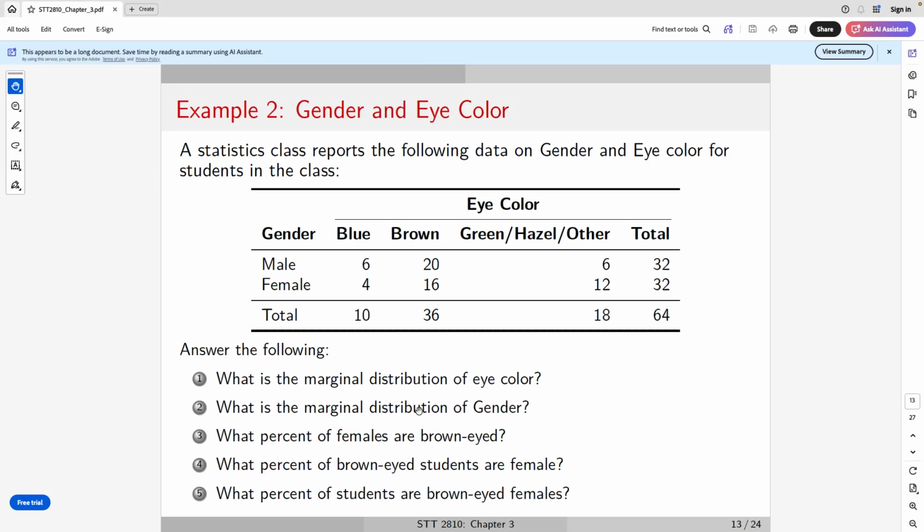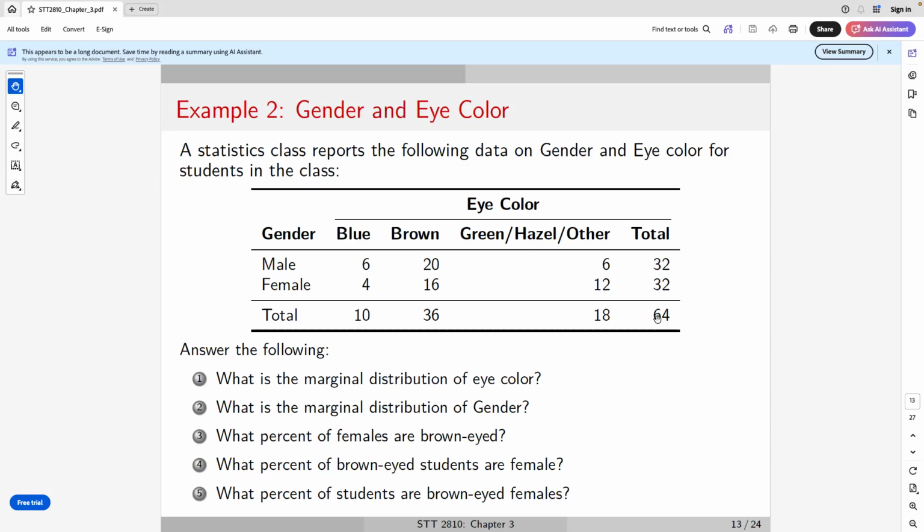So for gender, we find gender. This is gender here. Under gender, we have male and female. So you write out male and then you write out female. What is the total number of males? 32. You can see that from here. You see, this is male. You go this way, 32, divided by the total, which is 64. Female, 32, also divided by the total of 64. And so you get 50% for each.